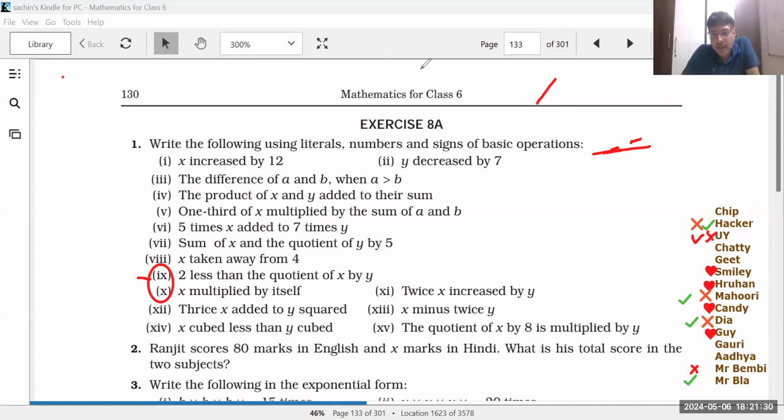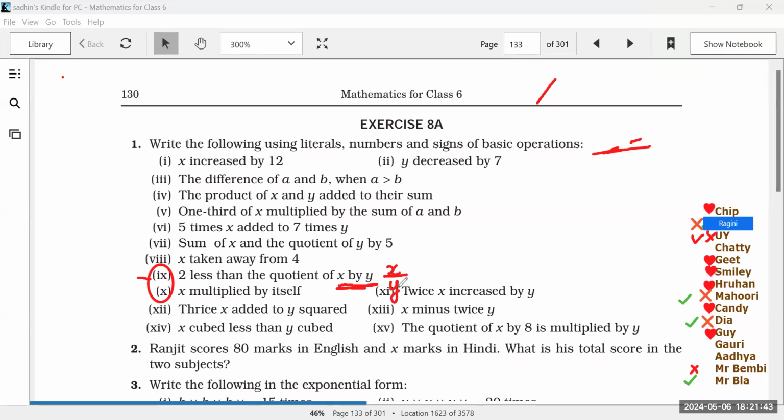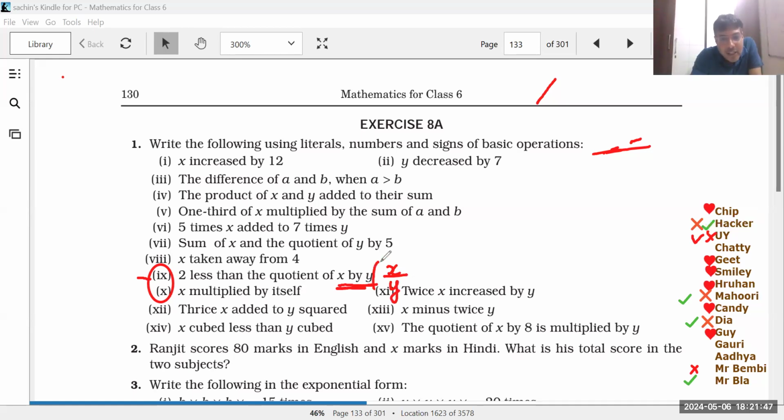All right, I'll explain now. So, 2 less than the quotient of x and y. How will you write the quotient of x and y? It means x divided by y. X divided by y will be written like this. And Hitansh, it's 2 less than this. It's English, brother. 2 less than this. So minus 2.